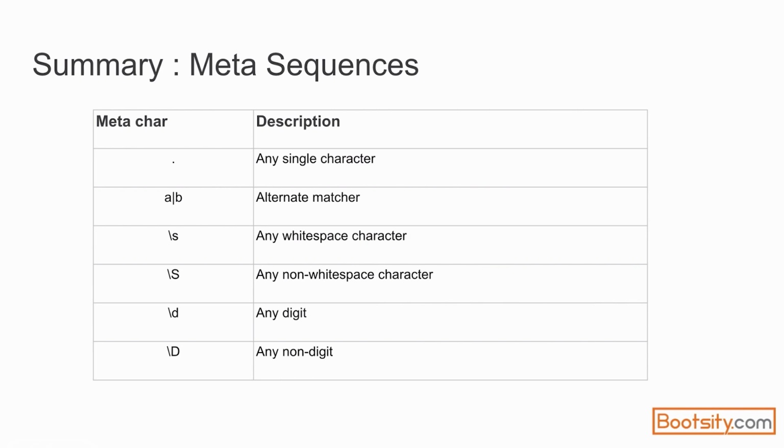Then we learned about meta sequences. Meta sequences or meta characters are special characters in regular expressions which specify how the regular expression around them is interpreted. For example, if I want to match any single character, I can make use of dot. The alternate matcher is the pipe. For example, we have A pipe B. It will match either A or B. Similarly, \s is used for matching any white space characters and \d is used for matching digits. And there are other meta sequences as well.